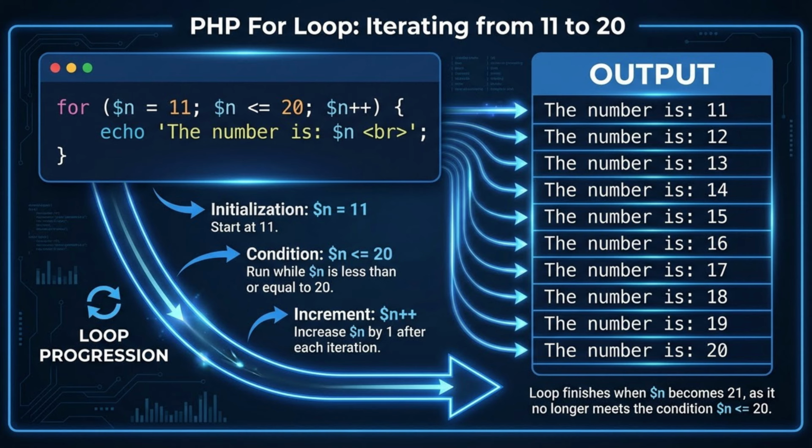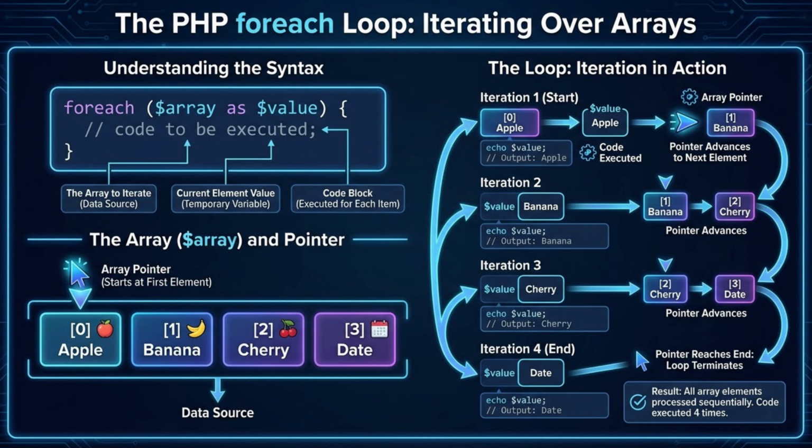Now let's move on to the final loop in PHP, the Foreach loop, which is specially designed for working with arrays. Unlike the other loops where you must manage counters, conditions, and increments manually, the Foreach loop makes array handling extremely simple and efficient. It automatically goes through each element of an array, one by one, without you needing to track indexes or update any counter yourself.